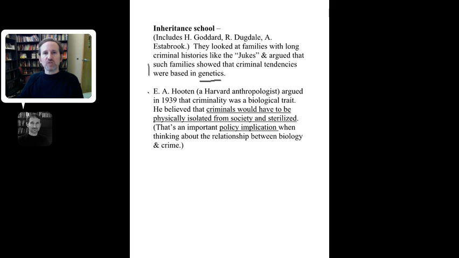E.A. Hooton was a Harvard anthropologist, and he argued in 1939 that criminality was biological, and he was taking some of the theories of Lombroso and trying to revive some of those. He didn't take all of them, but he did try to revive some, and he said that to some extent, if there is this biological genetic tendency, then the natural policy implication would be criminals should be isolated physically and sterilized. And that is, of course, a natural, quote-unquote, policy implication that would derive from the fact that if you believe criminals have some biological inferiority, then you wouldn't want those people reproducing.